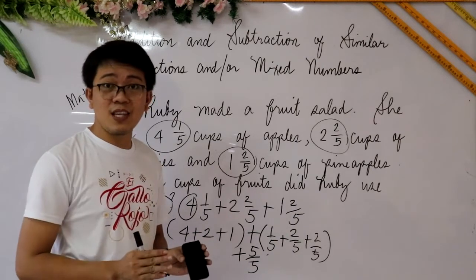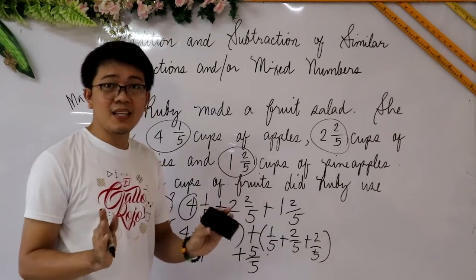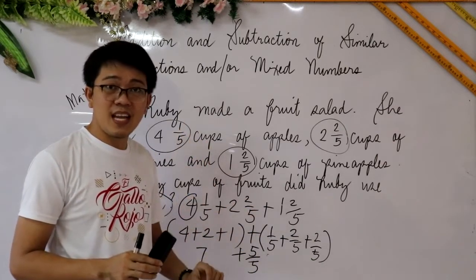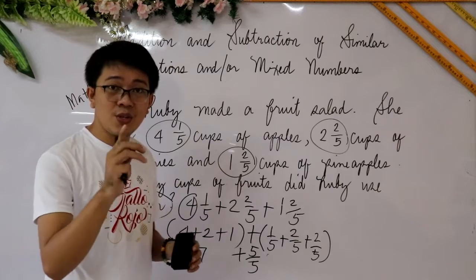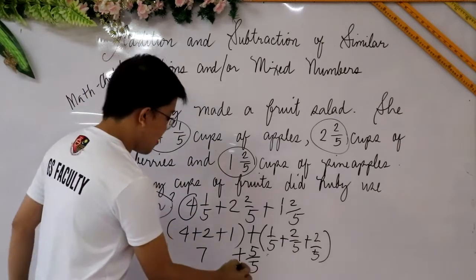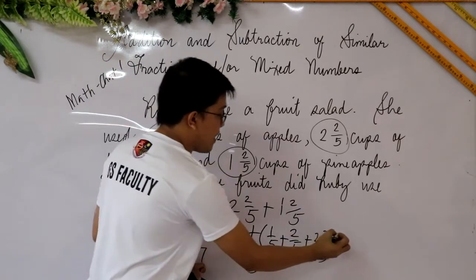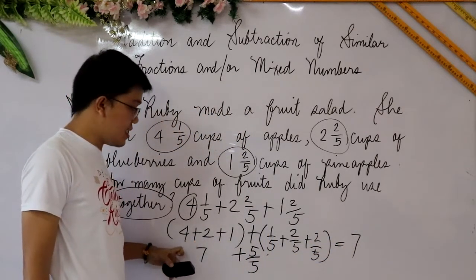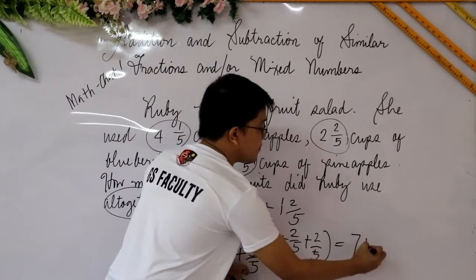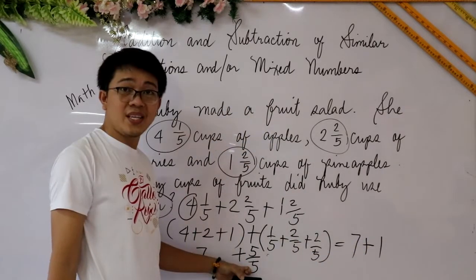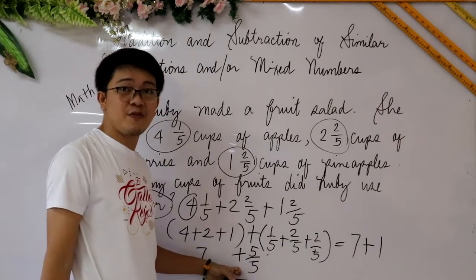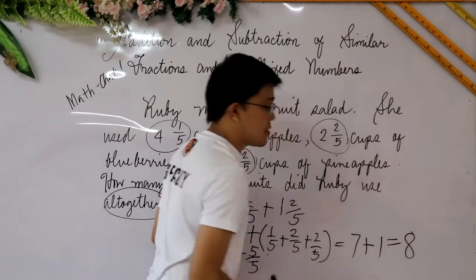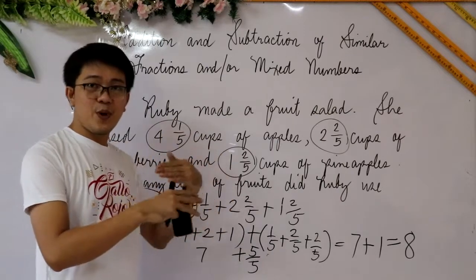Now earlier in this video, I have reminded you that when you encounter a fraction with the same numerator and denominator, it will always be equal to 1. Therefore, we say that 7, copy the 7, sum of these whole numbers, plus 1. Where did we get that 1? Yes, from 5 over 5. The answer is 8.